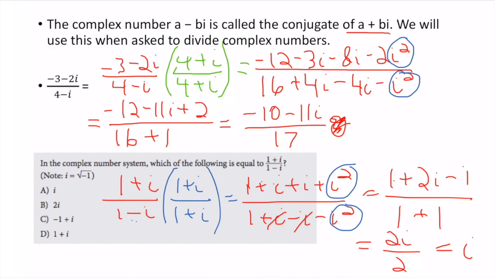Okay, so this is all they will ask us about complex numbers. Either you have to add, subtract, multiply, or divide them. If you're familiar with doing these, just treat them as FOILing, and replace any i squared with a negative 1.